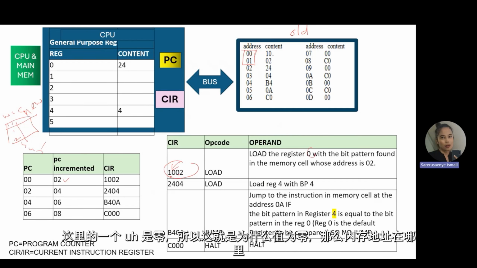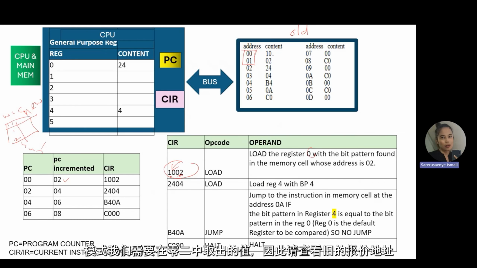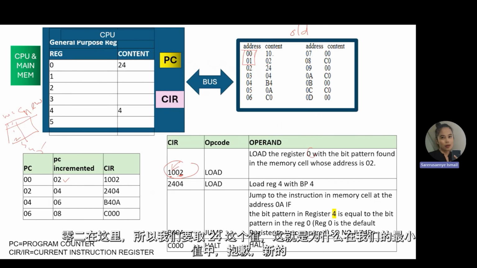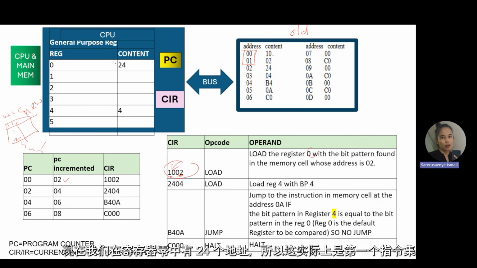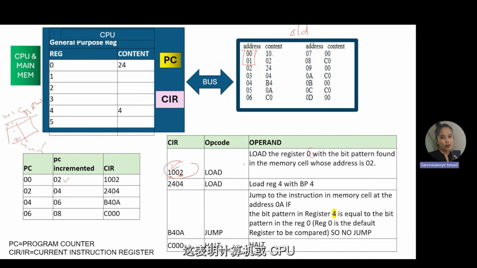And then where is the memory address? The bit pattern, the value we need to take, is at 02. So look at the old addresses. 02 is in here, so we're going to take the value of 24. So that's why in our new addresses, now we have a 24 in register 0. So this is actually the instruction set for the first one, and this shows how the computer machine or your CPU executes this instruction 1002.